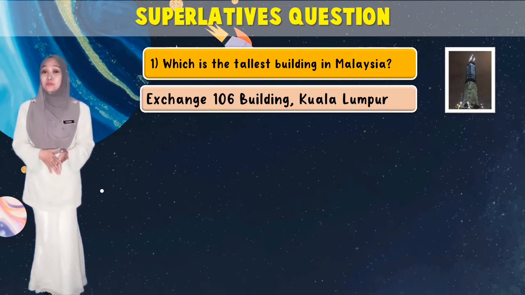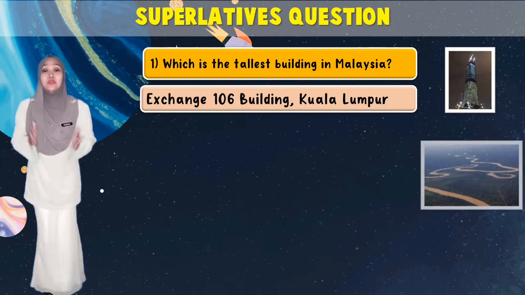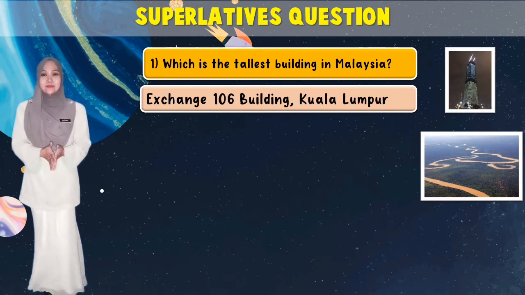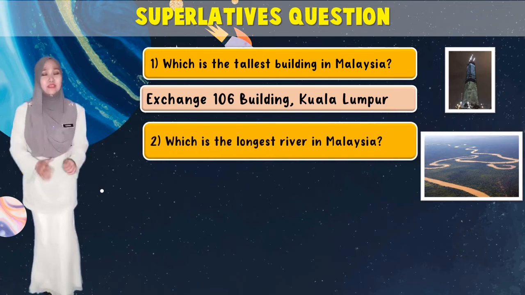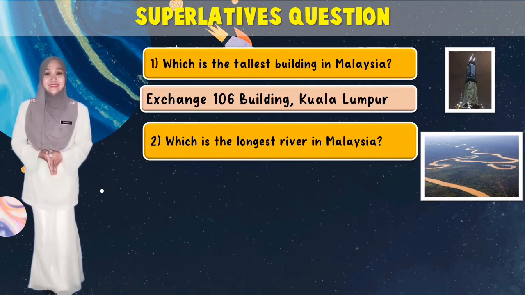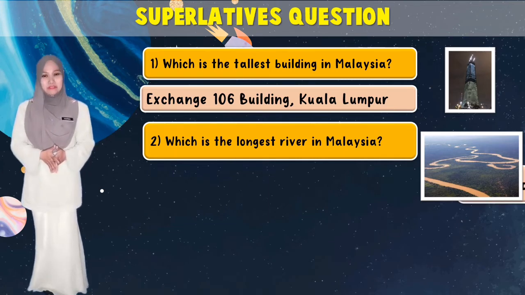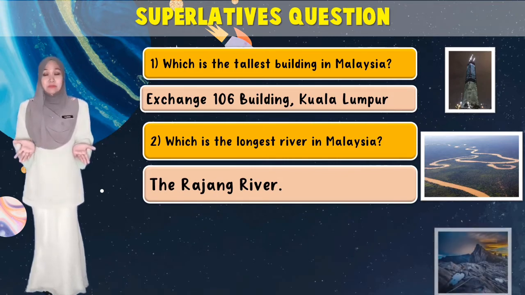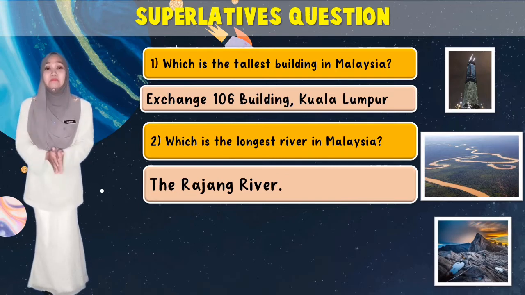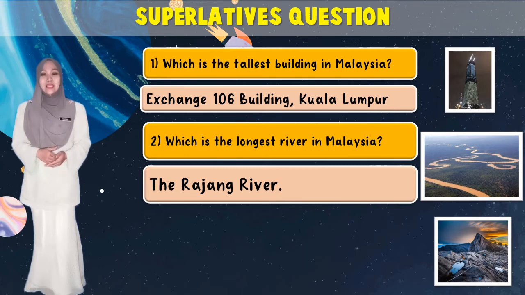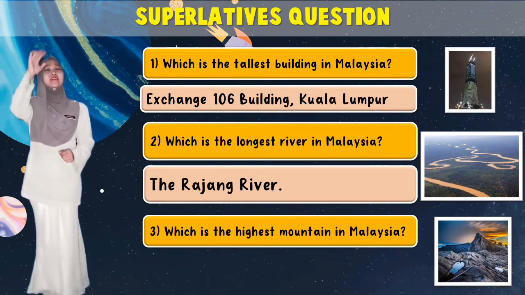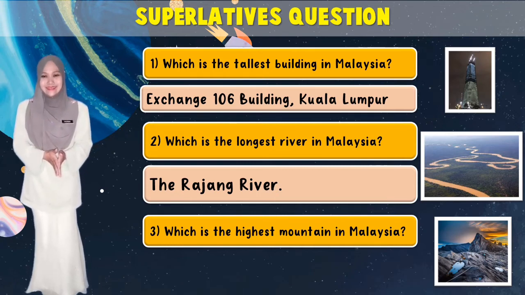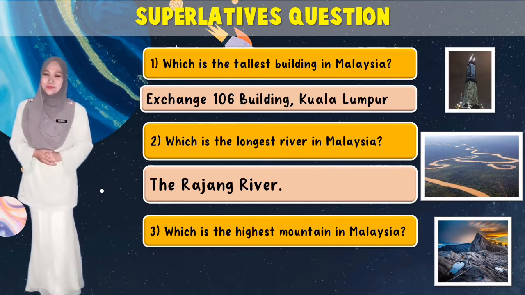Let us move on to picture number 2. It is about a river. So we could make superlative question like this. Which is the longest river in Malaysia? Do you know what is the answer? It is the Rajang River. Let us look at picture number 3. It is about mountain. We could make superlative question like this. Which is the highest mountain in Malaysia? So, what's the answer? Mount Kinabalu.